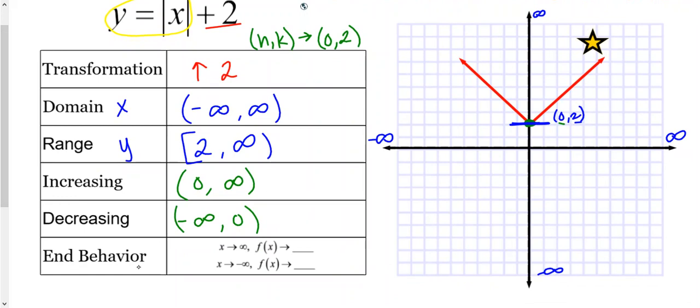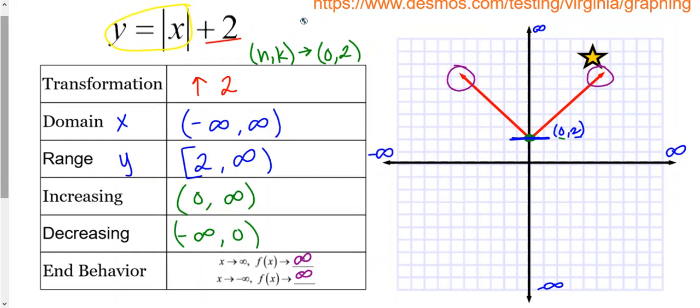All right, and then finally, end behavior. All end behavior is asking is, which way are the arrows pointing? In this case, both of my arrows are pointing up. So that means my graph is going towards positive infinity on both sides. And that is our first example.